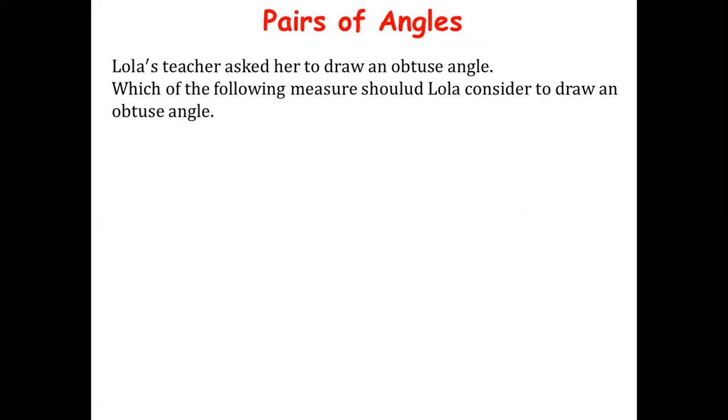Right. So the next question for you. Lola's teacher asked her to draw an obtuse angle. Which of the following measures should Lola consider to draw an obtuse angle? The options given for you are 89 degrees, 125 degrees, 90 degrees, and 34 degrees. And your time starts now.